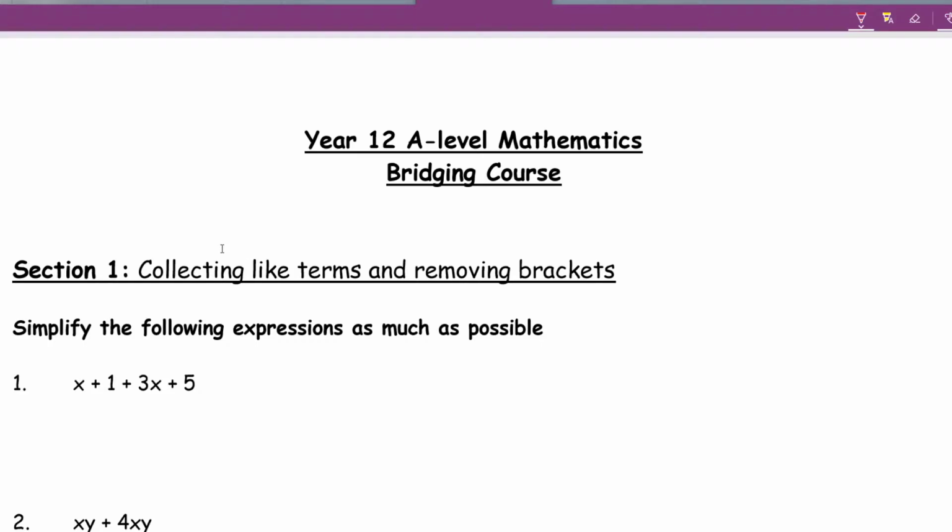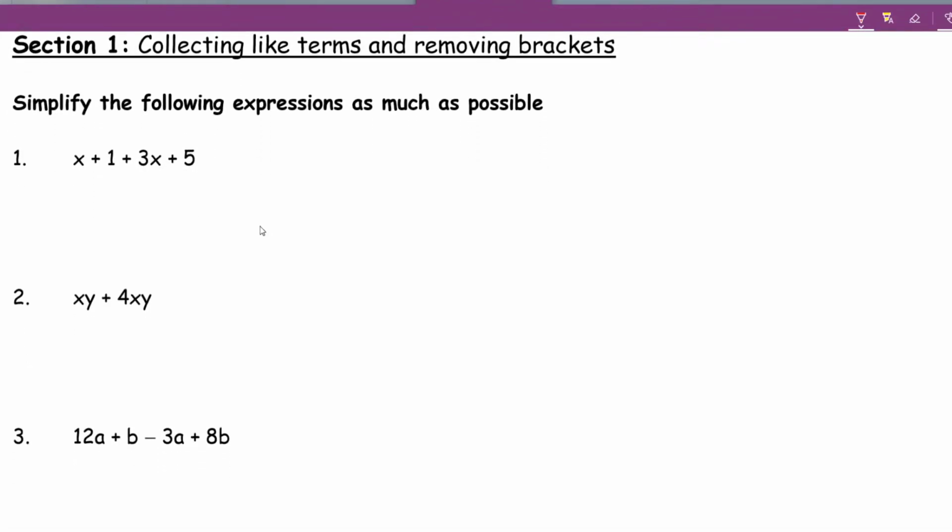Okay, the first section that we're going to look at is collecting like terms and removing brackets. So let's just scroll down here. Now there are some simple questions and they are going to get more and more difficult as we go along. If you want, at any time, you can pause the video and have a go yourself and then play it and see if you got similar to what I've got.